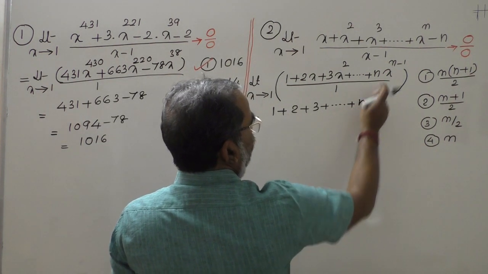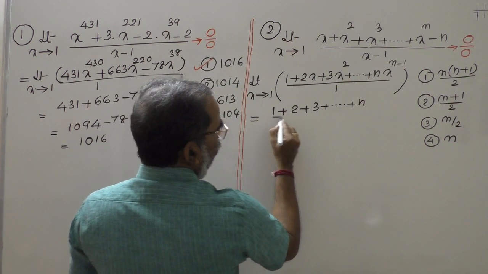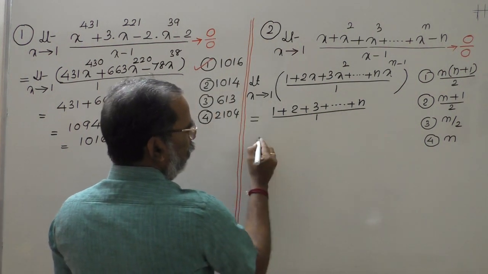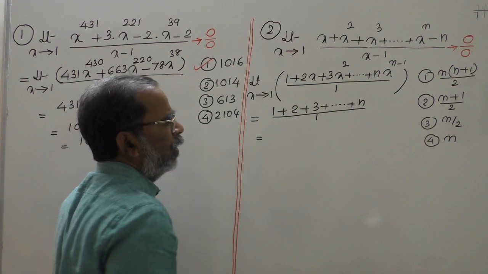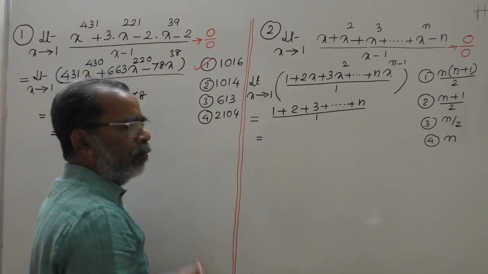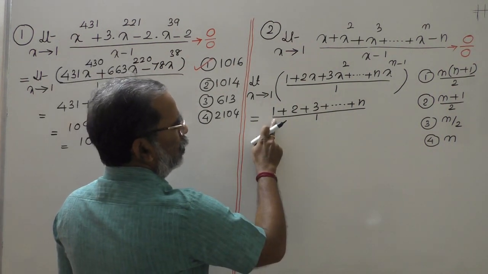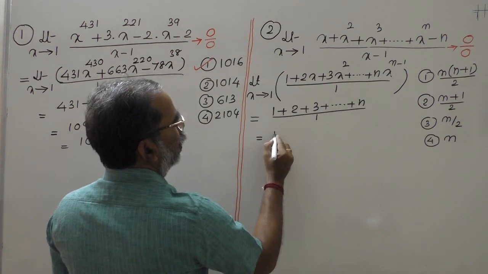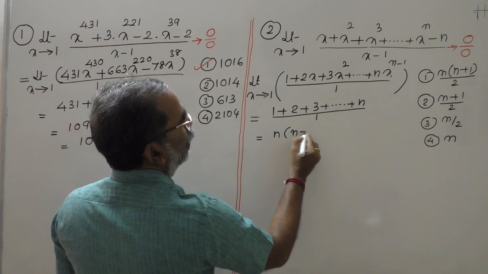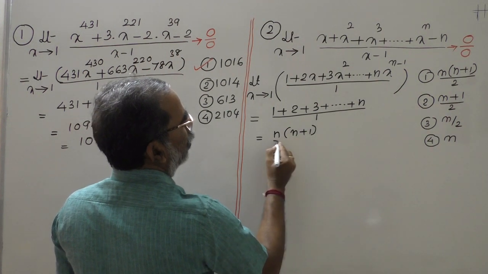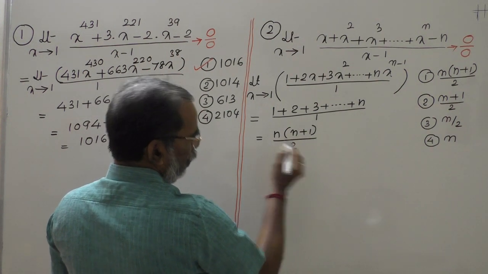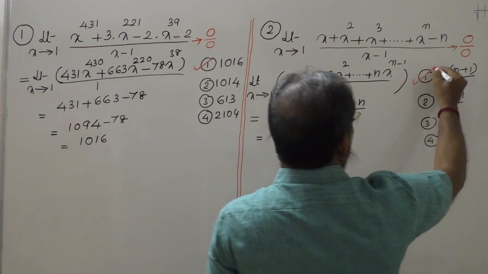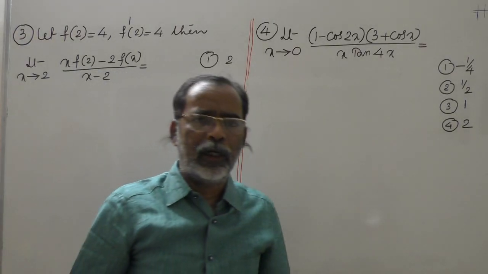N into 1 power n minus 1. 1 power any finite number is 1 only, divided by 1. It is a finite determined value, so it can be the limit. What is this? 1 plus 2 plus 3 up to n, the sum of the first n natural numbers. We know that it is n into n plus 1 by 2. Yes, this is the limit. Therefore, first option. Next question, question number 3.